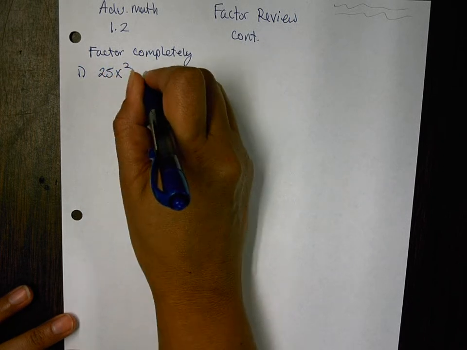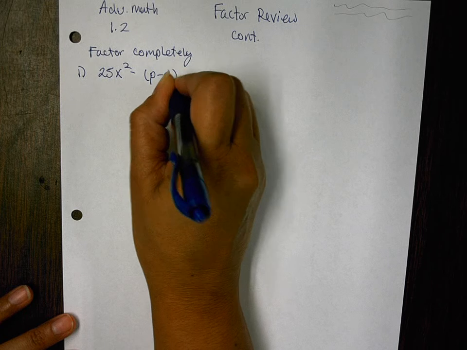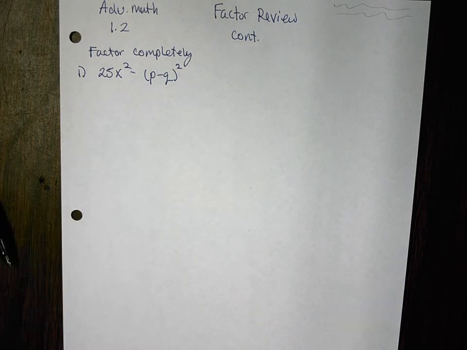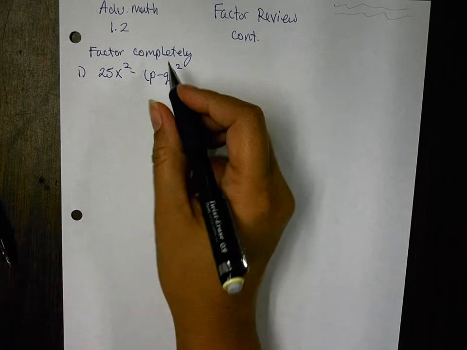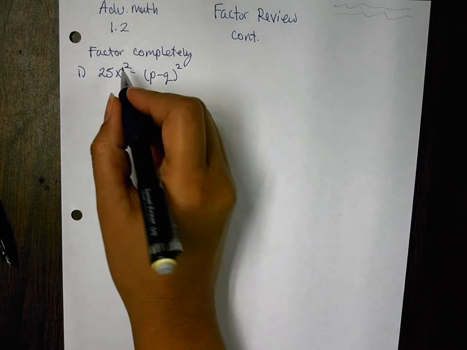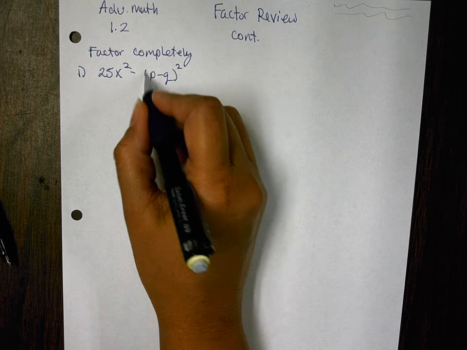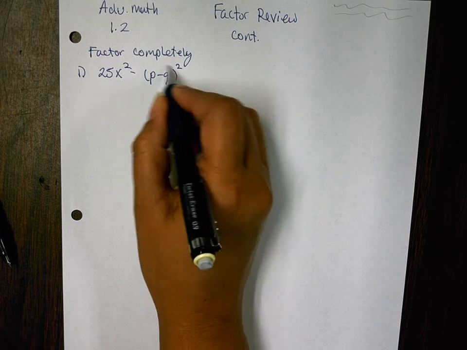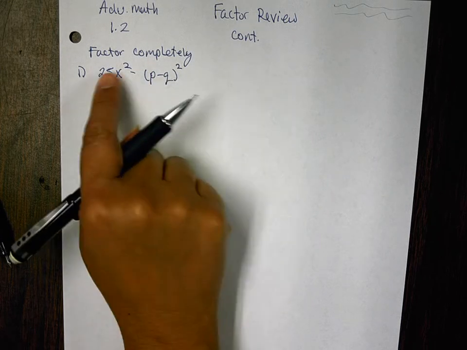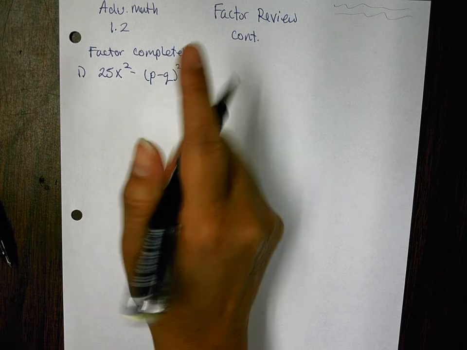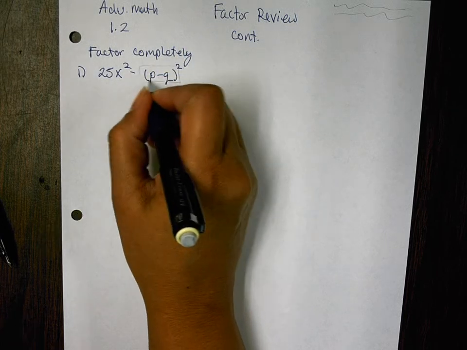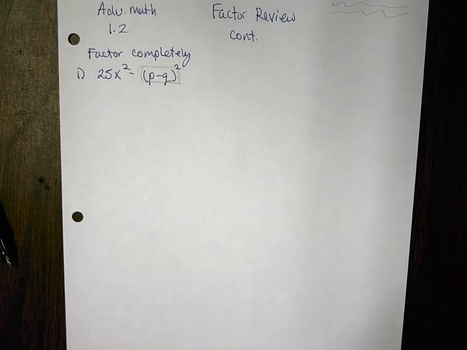25x squared minus (p minus q) quantity squared. Now they are going to get a lot harder when we're factoring in this unit, so you want to make sure you can tell them apart. This is a chunk, but it is a term. This whole 25x squared is the first term, and (p minus q) squared is the second term. So there are two terms here. I know this looks wonky, but it's just one chunky piece as a term.